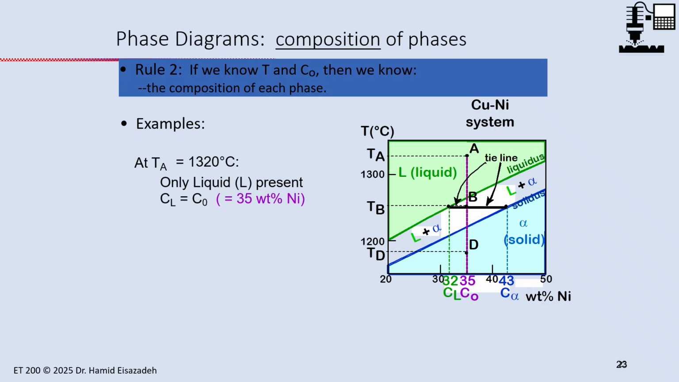The second rule: we can find the composition of each phase based on the temperature and the composition. Here we have a point A at temperature 1320 degrees Celsius. What is the phase we have there? As you see here, it's in the green area, and the green area is called liquid for this system. Okay, now keep that in mind.